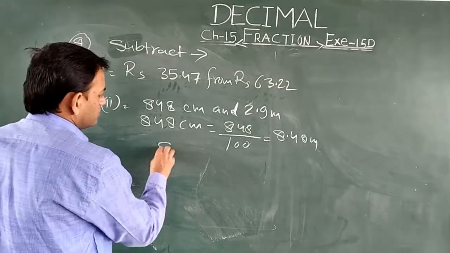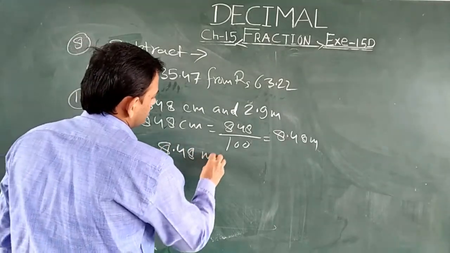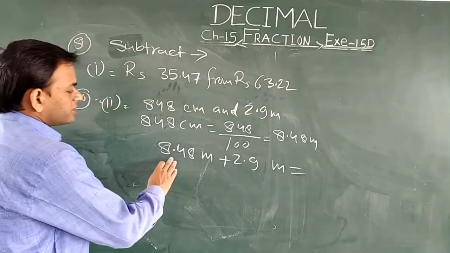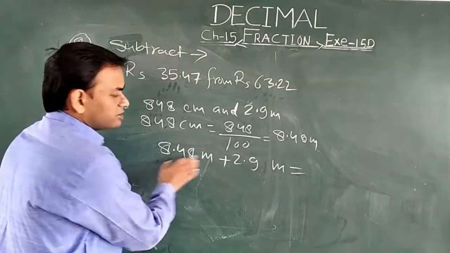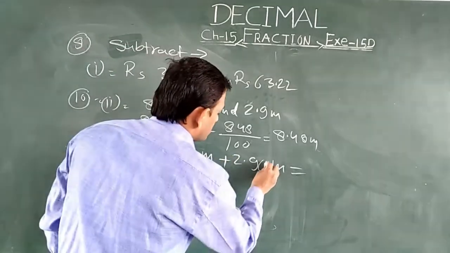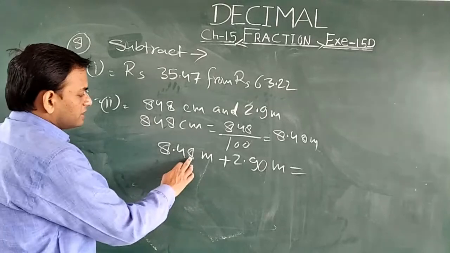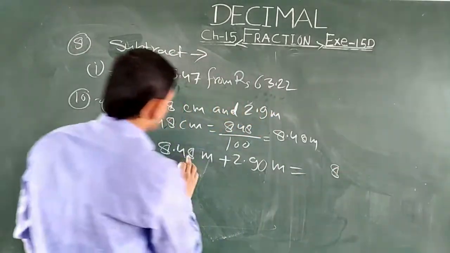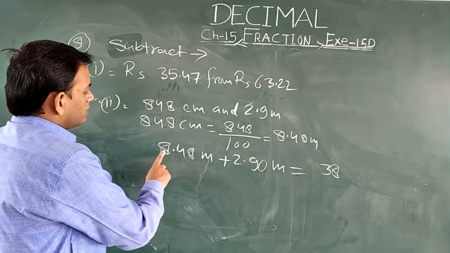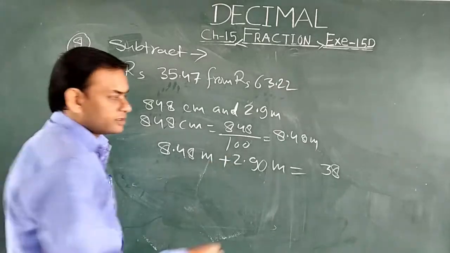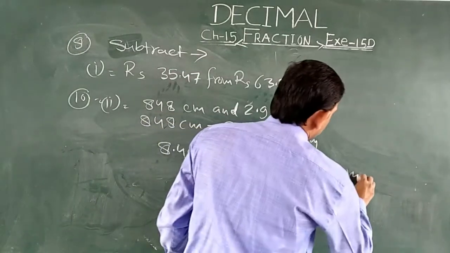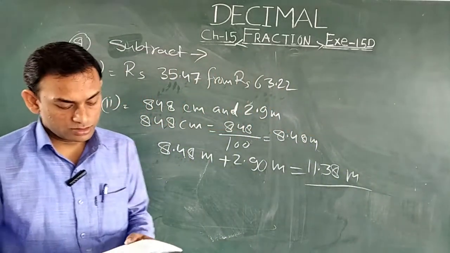Now we will add 8.48 meter plus 2.9 meter. Okay, now you can see both are unlike decimal numbers. Here after the decimal 2 digits are there and here only 1. So we will write a 0 to make them like decimals. Now 8 and 0, 8; 4 and 9, 13, 3 and 1 carry; and 8 and 2, 10 and 1, 11. And the decimal goes after 2 digits, so we will put the decimal here and this is the answer: 11.38 meter.